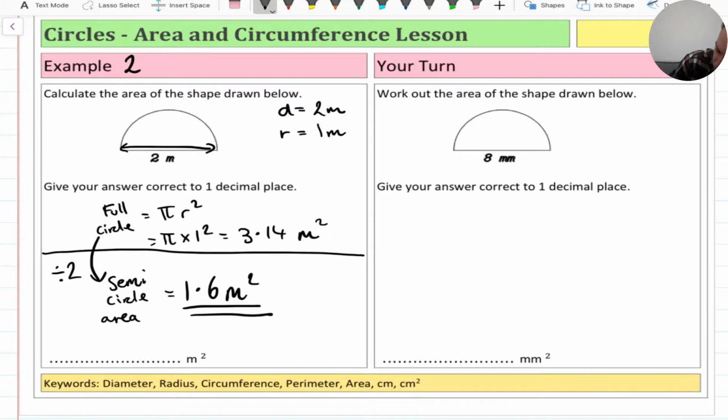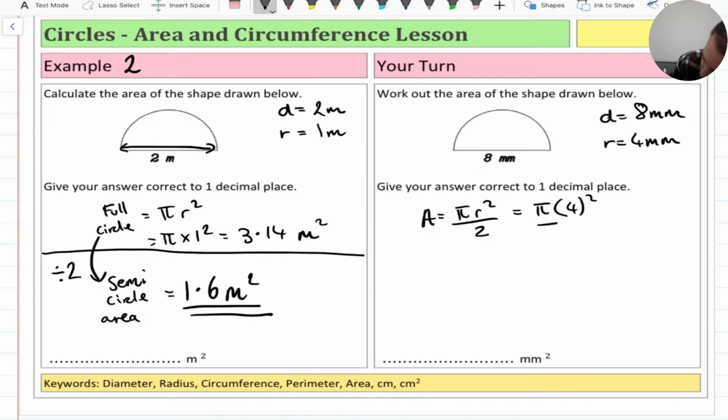Brilliant for those who've done it. Remember to always write down, get into the habit of that, diameter is equal to 8. My radius in this case is going to be equal to 4 millimeters. So if I want the area of this, you can do it all in one. If you want pi r squared divided by 2, which is equal to pi times 4 squared, all divided by 2, do it all in one if you want, which to 1 decimal place is 25.1 millimeters squared. Be careful, let's just get into the habit.